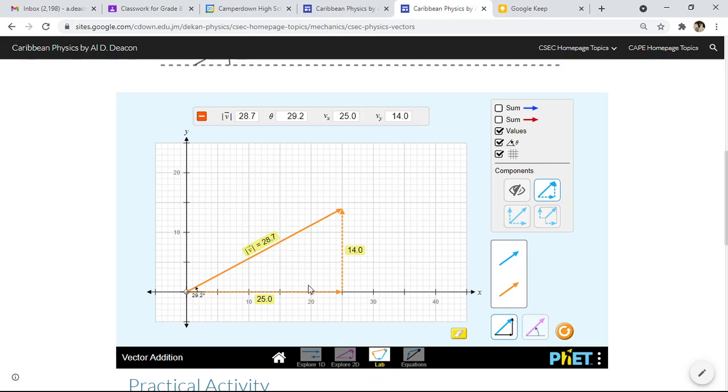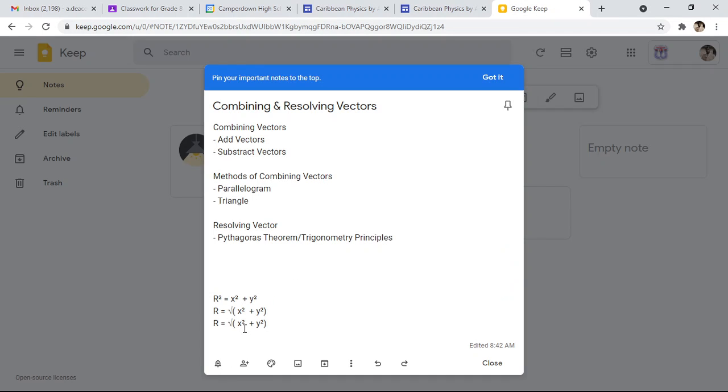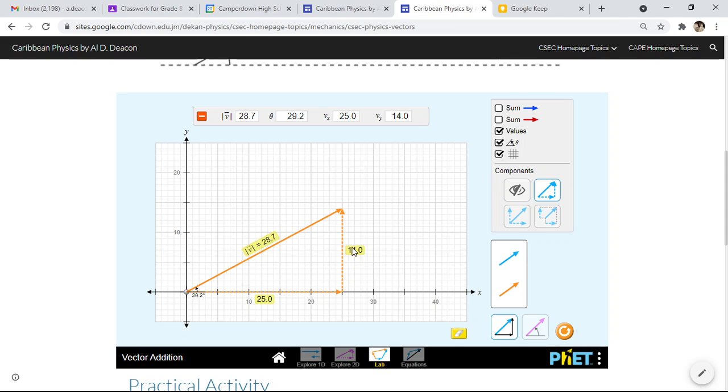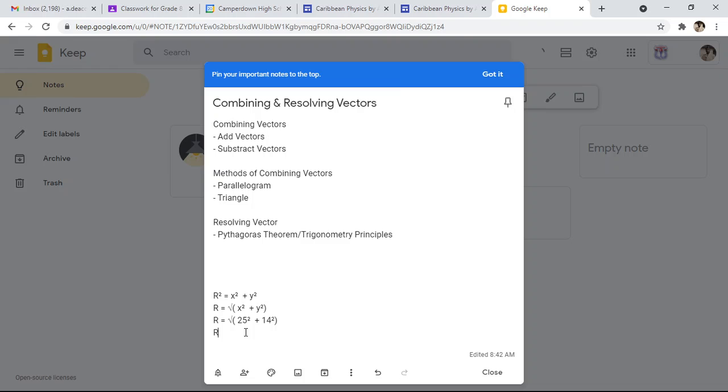So we have 25 on the x. This vector is 25 units long, so let's put it in there. The one on the y-axis is 14 units high. Let's do the maths now. r is equal to, okay, copy, paste, and reach for my local calculator quick and fast.